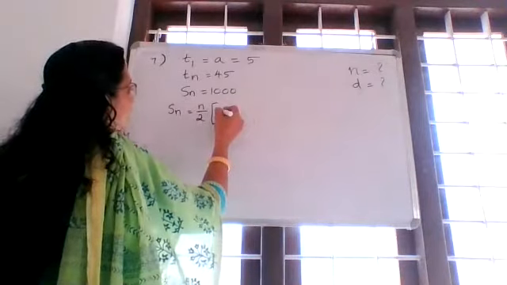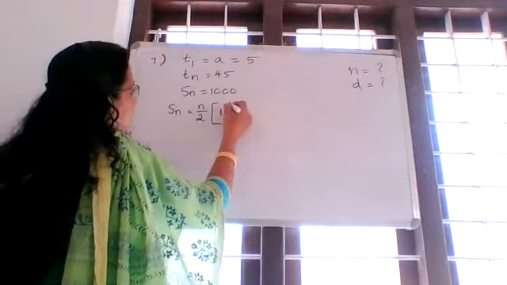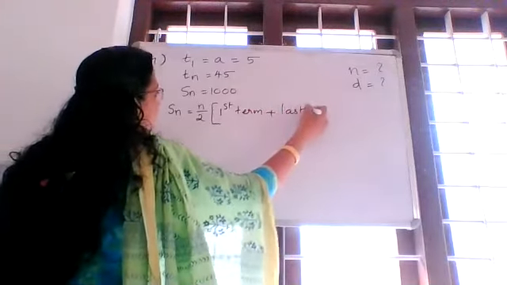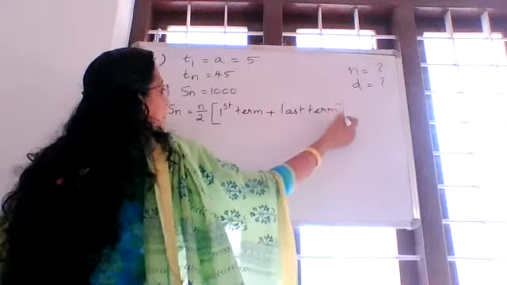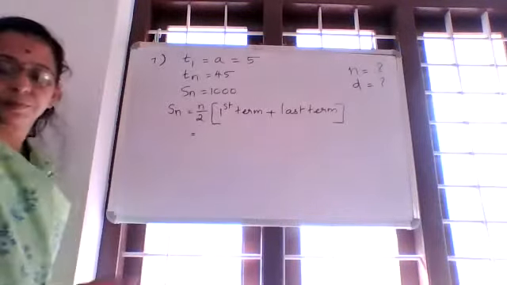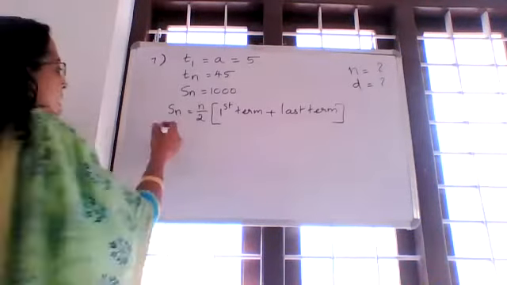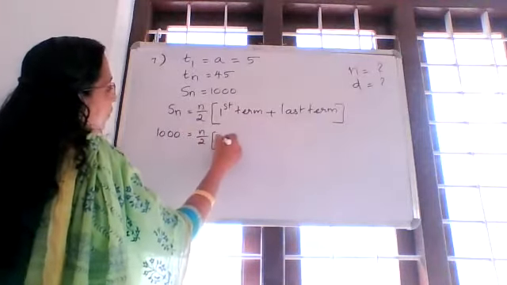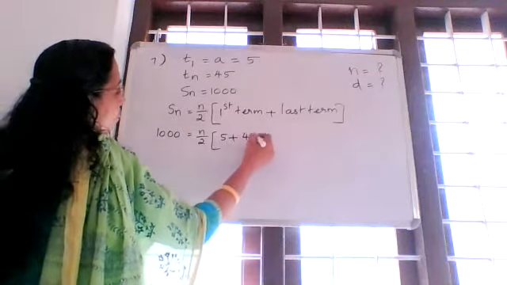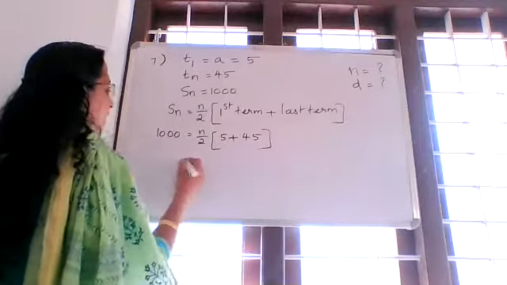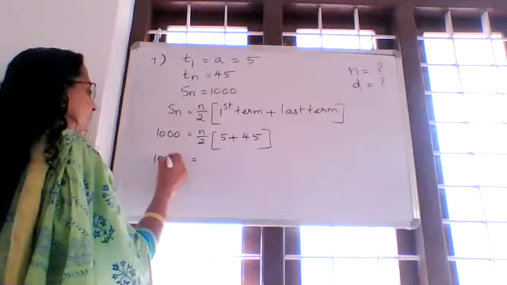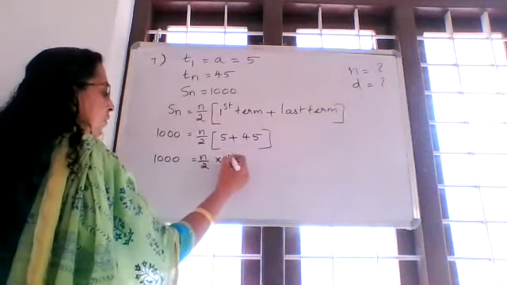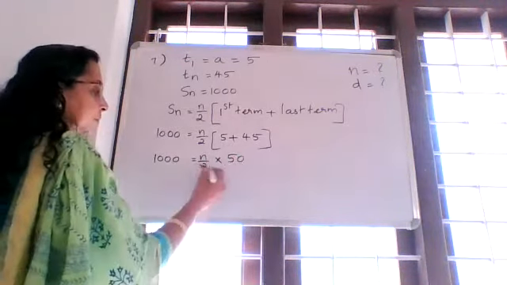Sn is equal to n by 2 into first term plus last term, equal to n by 2 into 5 plus 45. From this, what will we get? 1000 is equal to n by 2 into 50. Then cancel 2 and 50.